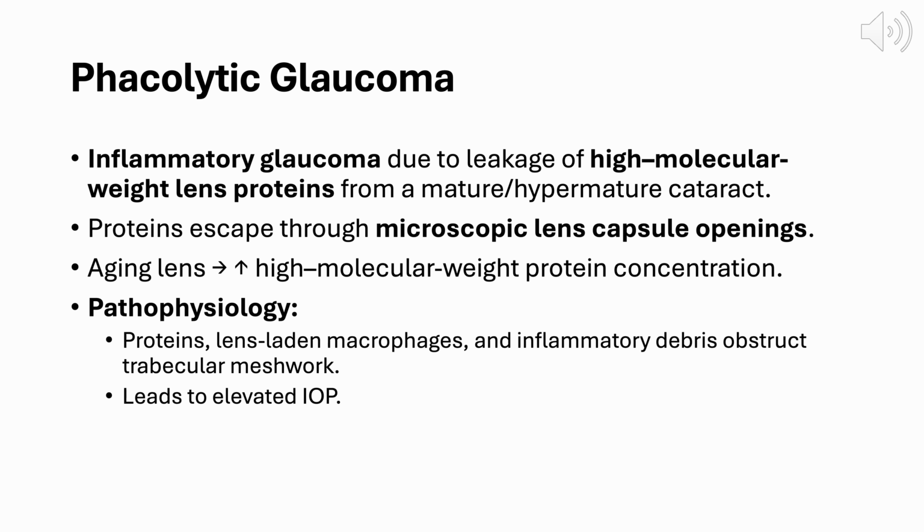Once in the anterior chamber, the proteins, along with macrophages loaded with lens material and other inflammatory debris, obstruct the trabecular meshwork. This blockage reduces aqueous outflow and leads to elevated intraocular pressure. Recognizing this mechanism is important because prompt treatment addresses both the pressure elevation and the underlying lens pathology.